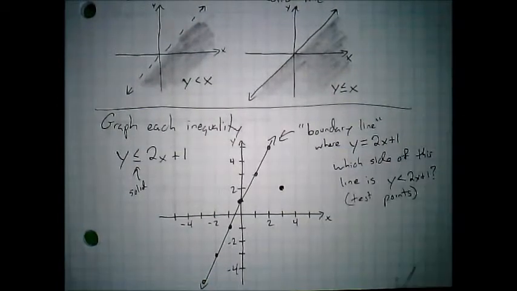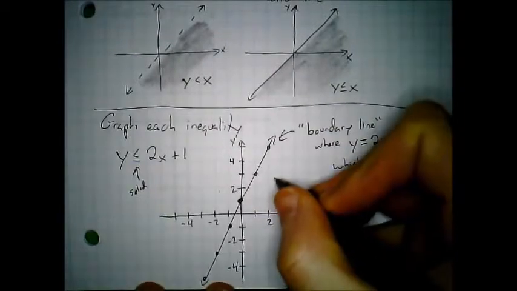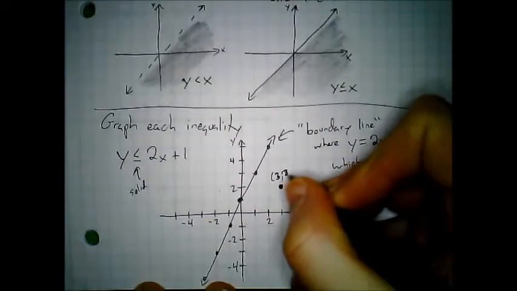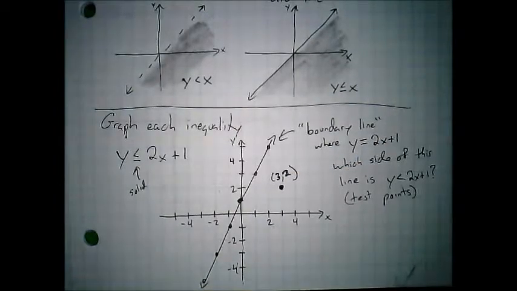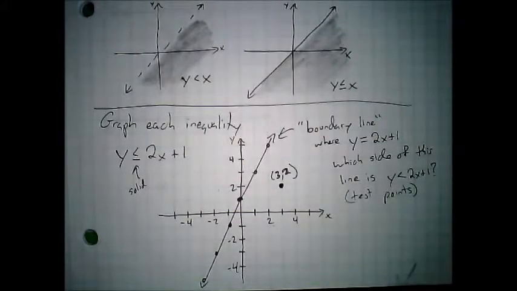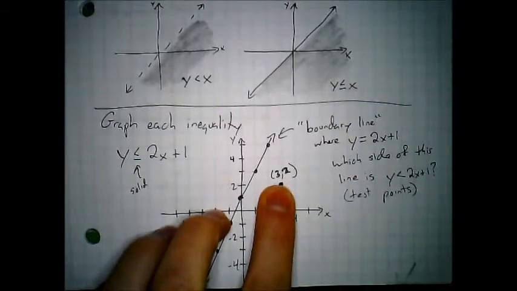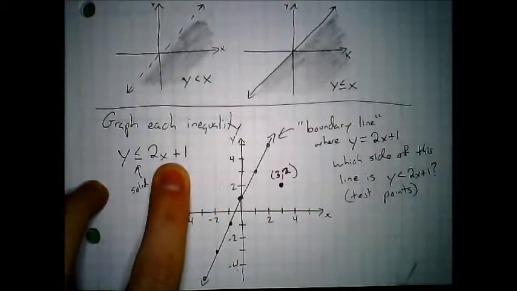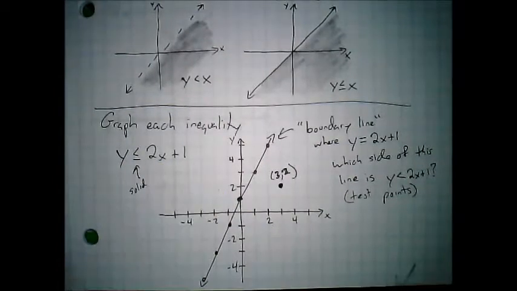Okay, maybe this point's a solution. So we pick a point. This is the point (3, 2). Our x coordinate is 3, the y coordinate is 2. So we want to know, is (3, 2) a solution? That means if x equals 3, if we do 2x plus 1, is our y value, which is 2, going to be less than that?